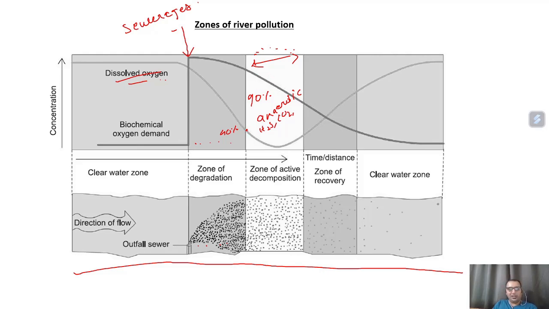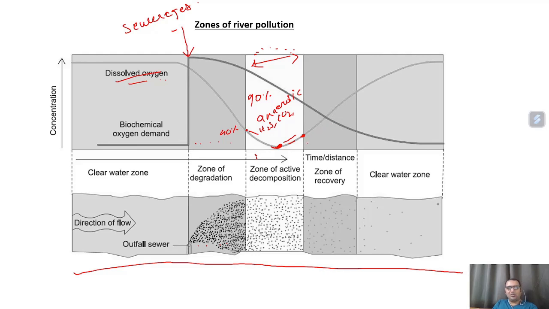By the end, you can see it slightly improves. After this, it comes back to 40% again at the end of this region. But there is a point here, also called the critical point, where the oxygen drops to almost zero. This means there is no oxygen in this zone. This is called the zone of active decomposition.